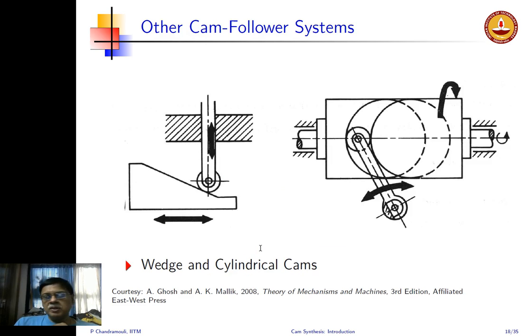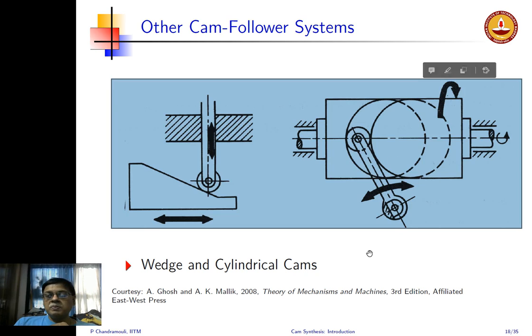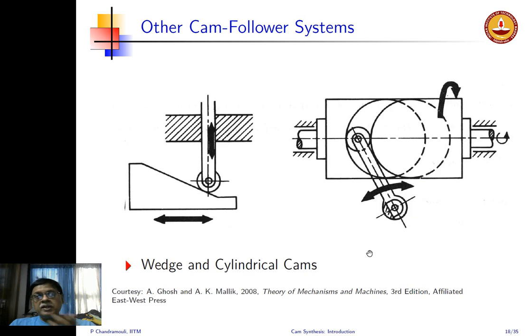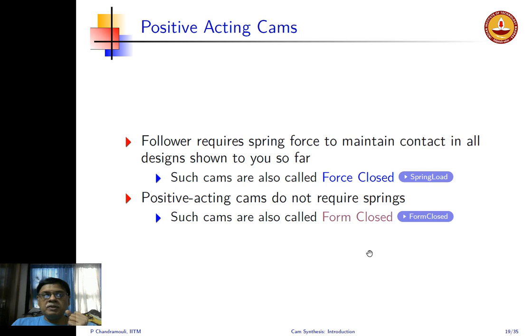There are other cam follower systems, what are called wedge cams. You can see this over here. As the wedge translates back and forth, this moves up and down. So the cam itself is translating here as a wedge. Here is another, a cylindrical cam. As it rotates, you have the follower moving along the outer periphery of the cylinder. So those are also cams. So this is a type of cam, wedge and cylindrical cam, as opposed to the classical ones that we will be interested in.